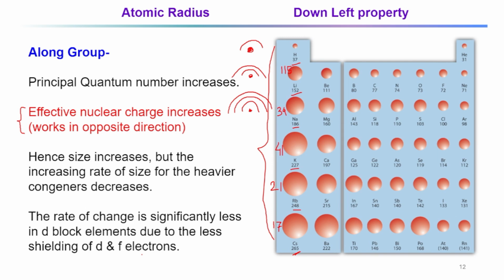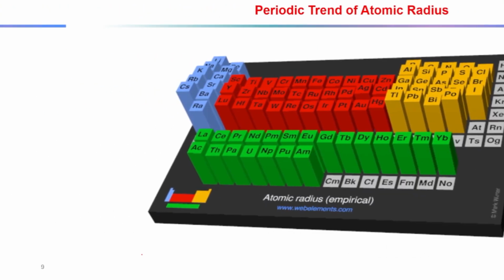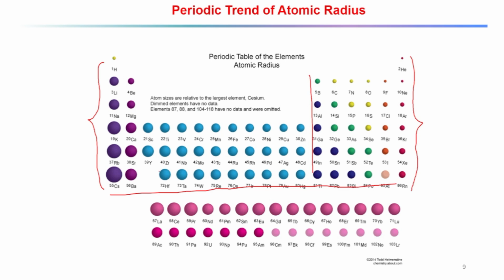I'll show you in the periodic table. You see these d block elements. If you see these d block elements, if you go from top to bottom, the change of the size is less, not very significant. Whereas if you go in the s block elements, you see a huge increase in the atomic radius. Whereas in case of d block elements, the change is slow.